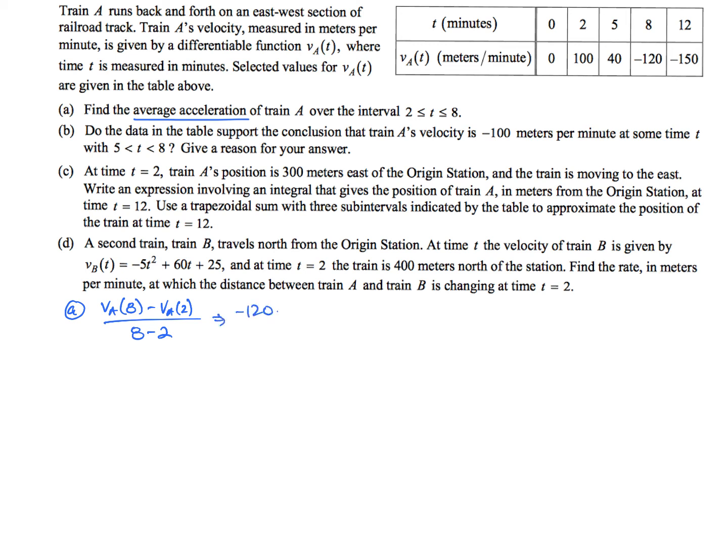Negative 120 minus 100 over 6. So I end up with negative 220 over 6. I personally would leave it like that. Yes, I know we can simplify a little bit more, but I don't want to. Now, it doesn't ask for units. However, I want to do our units here.